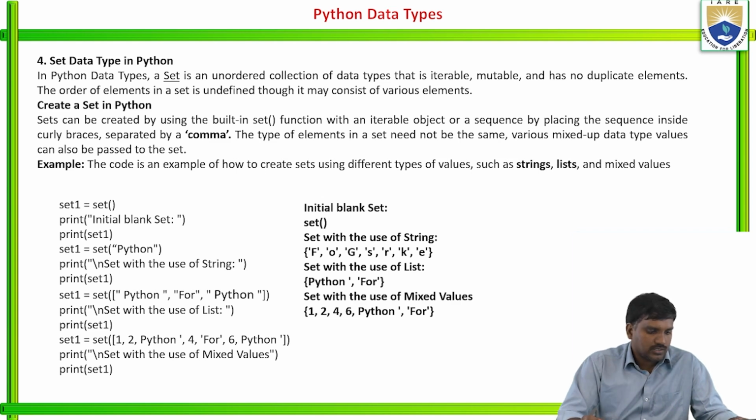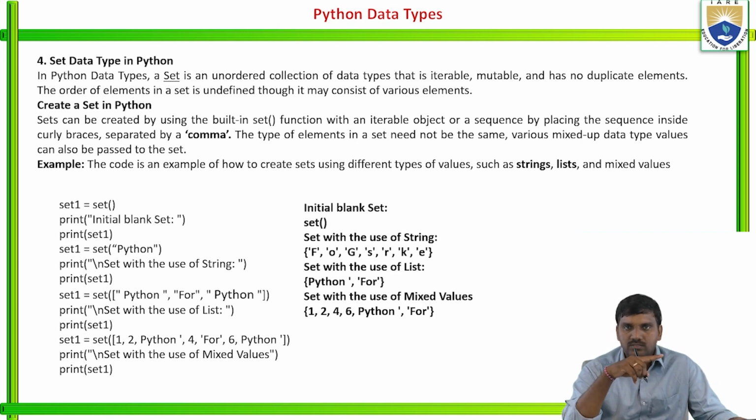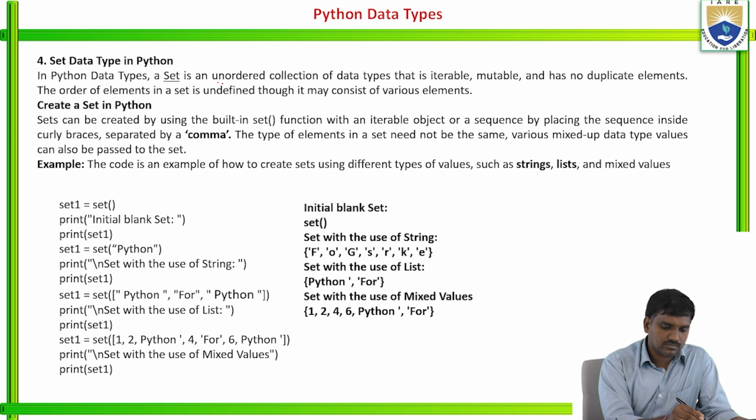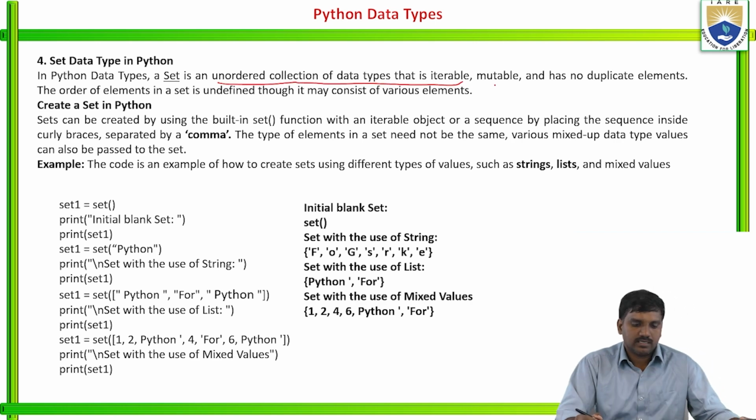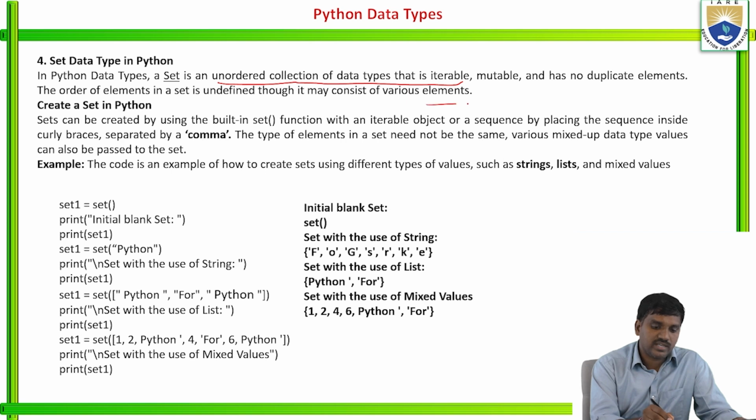So here, to create a set: a set is an unordered collection. Before that, we studied list. A list is an ordered collection of data types. A set is an unordered collection of data types that is iterable, mutable, and has no duplicate elements. The order of elements in a set is undefined, though it may consist of various elements.